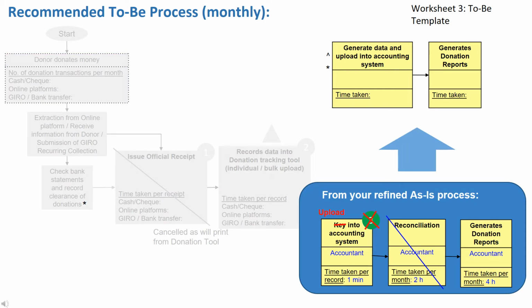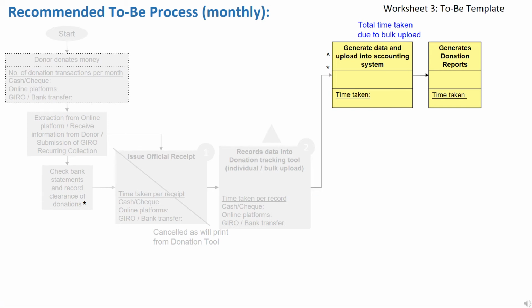Now, let us focus on the accounting part of the process. What we have in the blue box is the corresponding portion from the organization's as is. With the reconciliation sub-step removed, they will be left with 2 sub-steps, just like how it is in the to be template. As such, we can leave it. For this organization, as they are no longer manually keying in the accounting entries, but rather uploading the data from their donation tracking tool, the time taken for this step will be due to the uploading of data instead. This is something to keep in mind when calculating the end gain in productivity measure.